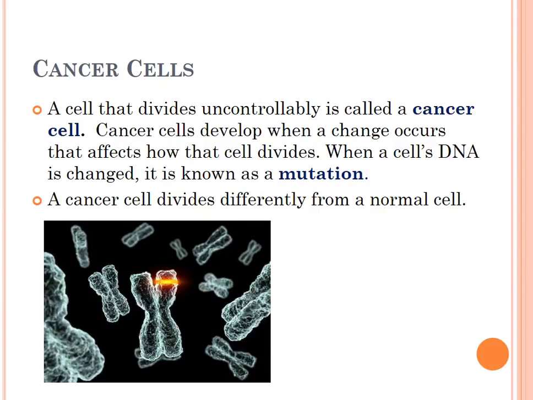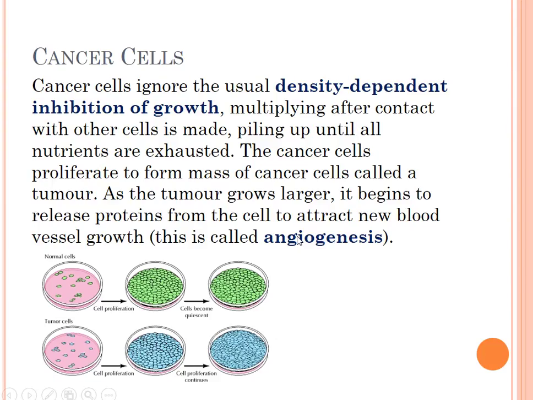So what we find is a cancer cell is going to divide very differently from a normal cell. Normally there are signals for a cell that it will follow to stop dividing. But cancer cells ignore those signals. One of them is density dependence. Normal cells, after they've made contact with other cells, are going to stop dividing. But cancer cells ignore that.